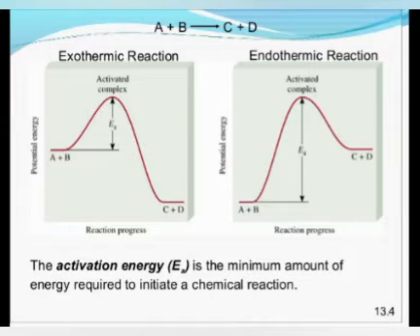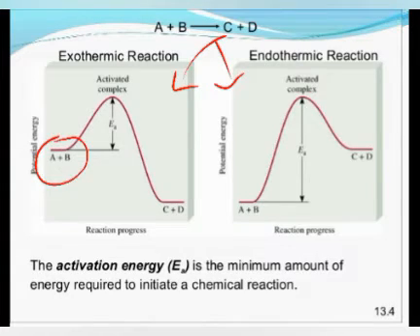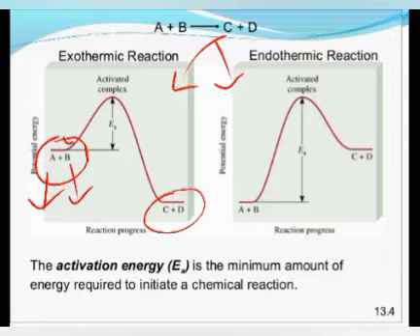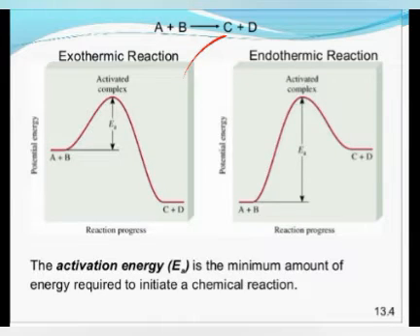Next, take an example: A plus B will react and form C plus D. There are two types of reaction. Exothermic reaction: when A and B react and form C and D, the energy of A and B will increase up to an extreme level. That extreme level is called the activated complex.